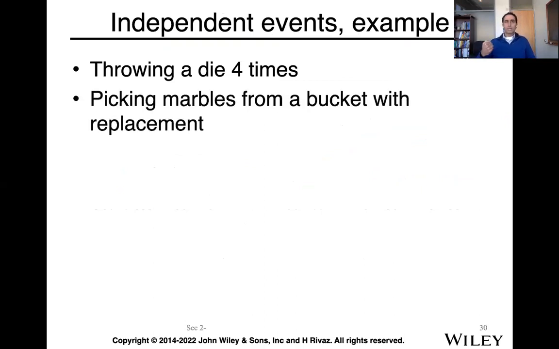Picking marbles from a bucket with replacement, meaning that I have a bucket that has blue and red marbles. I pick the first one, I see it's blue, I put it back. Once I put it back, the fact that my first marble was blue does not change the chance of the second marble being blue or red. And of course, when I'm saying this, it means that I already know what's inside the bucket. I know that there are like 5 blue marbles and 6 red marbles. It's not a closed bucket where I don't know what's inside. So I do know what's inside the bucket.